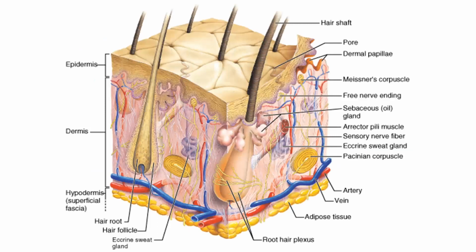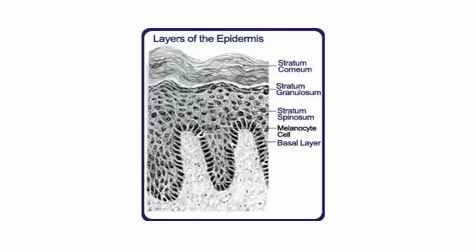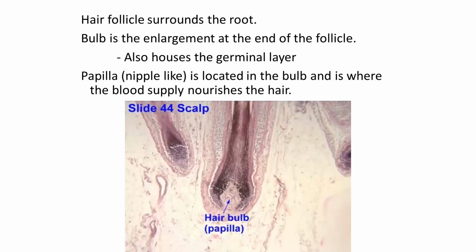This is the longitudinal section of the skin showing all the layers. The functions of the skin, you all know: protection, secretion, discharge, absorption, thermoregulation, and sensory. And layers of the epidermis, the 5 layers. Appendages: the eccrine, apocrine, sebaceous glands, hair follicle, and the nail. Hair follicle surrounds the root, and it houses the germinal layer. And the bulb, the papilla, has the blood nourishment.